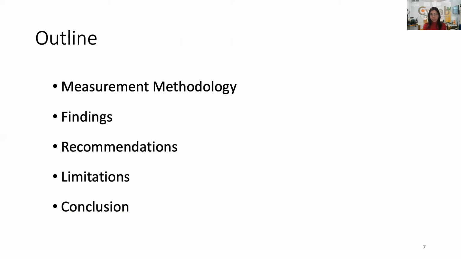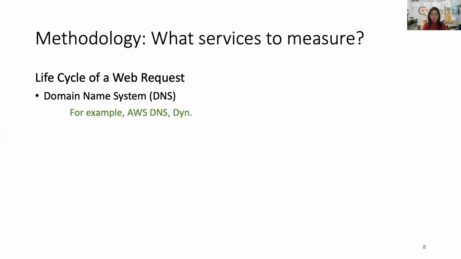In this talk, I'll first describe our measurement methodology to measure the third-party dependencies of websites, and then explain our main findings. Then, after the findings, I will also present some recommendations in light of our findings, and finally, some limitations of our work. To start with the measurement methodology, we first need to identify the services which are crucial for a user's access to the website.